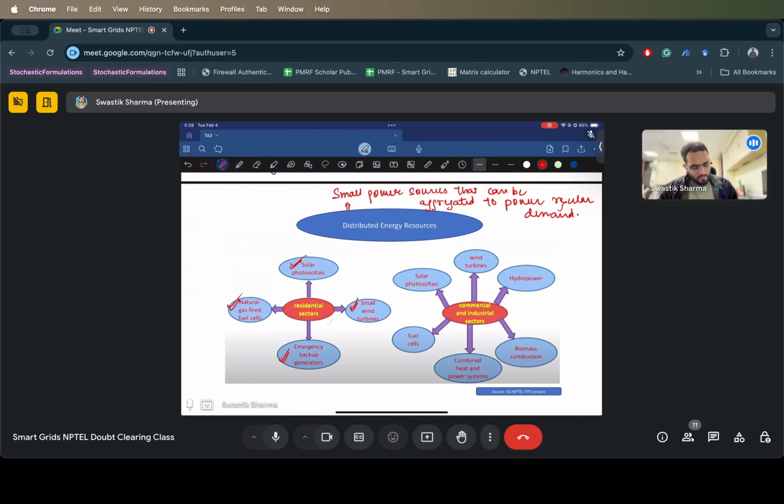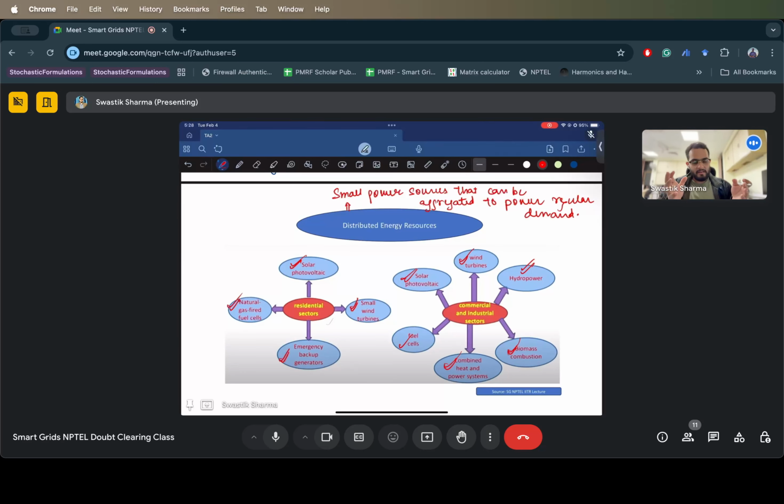At the commercial sector, they can also include solar photovoltaic, but in large number. Your fuel cells, your combined heat and power systems, CHP we call, biomass combustion, hydropower, and wind turbine. So this biomass power plant, if you see IIT Kanpur recently, there are hamlets of villages not very far from IIT Kanpur, but far enough. Over there, they didn't have electricity 4 years back, right?